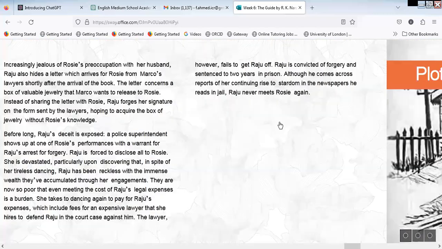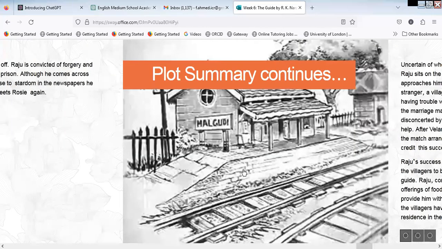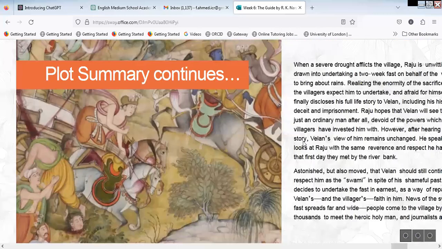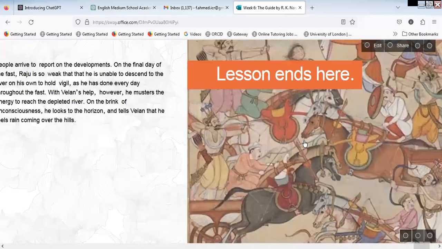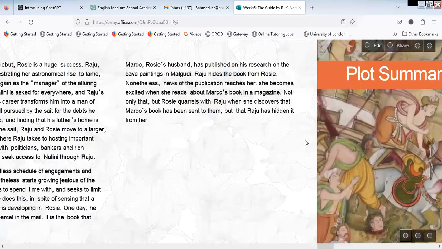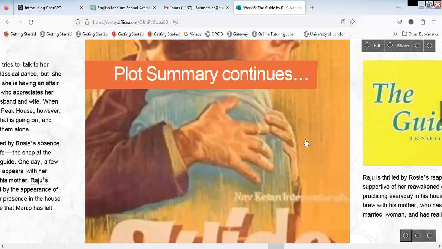So it's a novel, right? So here the summary, I think, is too long. However, I'll try to make it shorter for you.